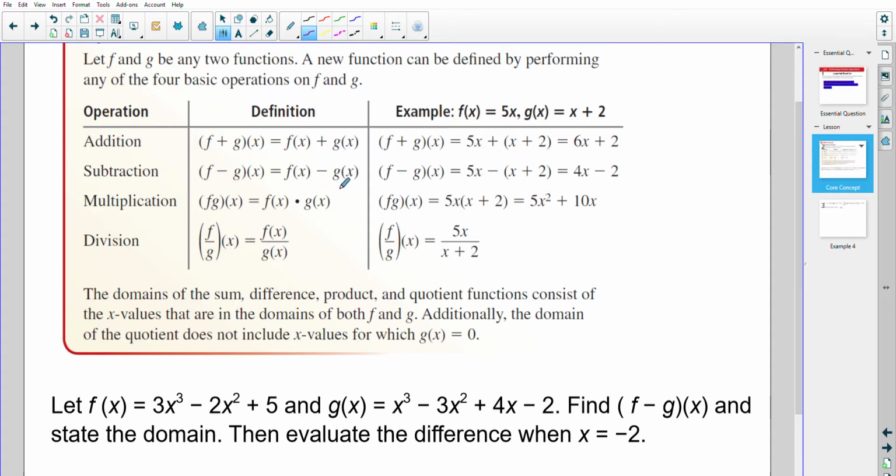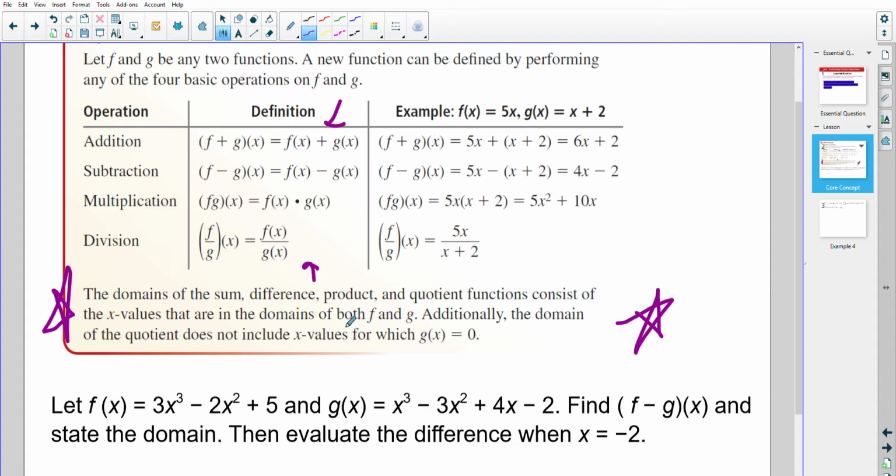Subtracting is easy as long as you distribute. Multiplying, and notice the notation here. It's a lot easier to look at the right side of the notation rather than the left side. And then dividing. Now, this is usually the small print that really doesn't matter. It matters, but we focus more on what's above it. This small print is important. It talks about the domain.